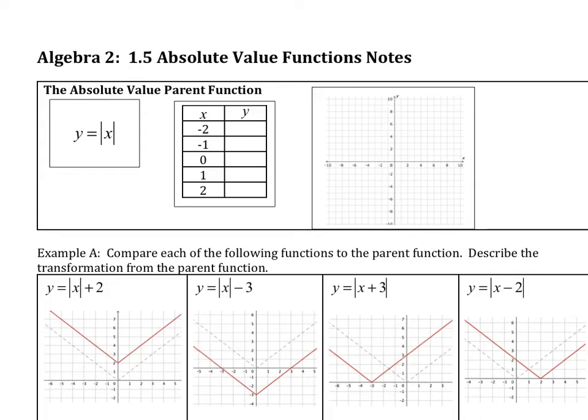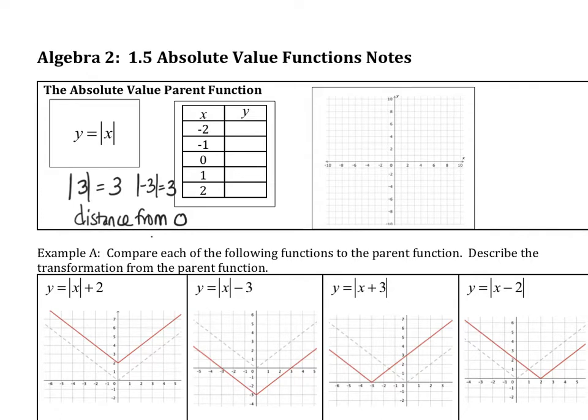Guys, so we're going to start to talk about absolute value functions in this last day of notes for Unit 1. So you have in this example the absolute value parent function y equals the absolute value of x. It's important to remember that the absolute value of a number, for example, the absolute value of 3 is 3. It is the distance from 0. So the absolute value of any number is the distance from 0. So the absolute value of, say, -3 is also 3 because it is 3 units from 0.